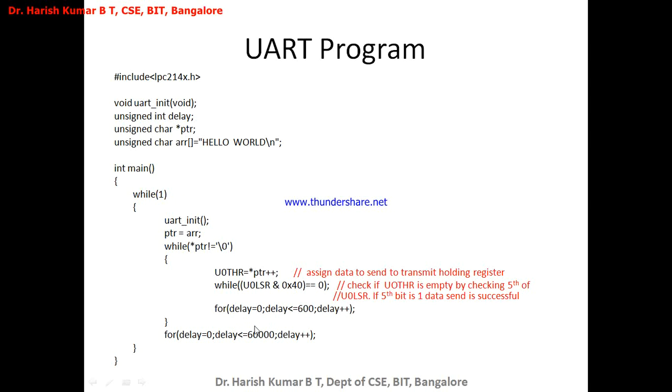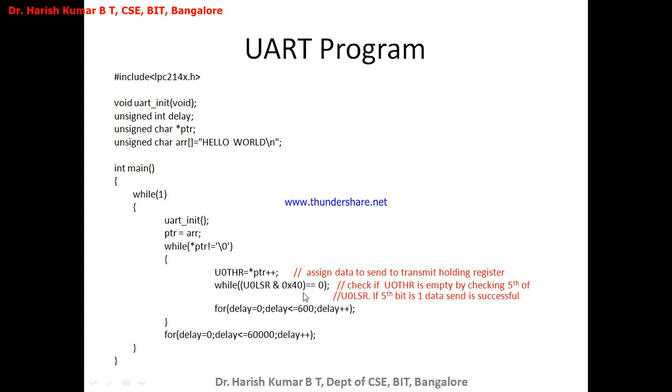So you call a small delay, go back to the while loop. PTR is now pointing to E, assign E to U0THR. Now U0THR gets E, and again the moment it is written, it will transfer. And how do you check? How do you make sure that it is transmitted? By checking the fifth bit of U0LSR.